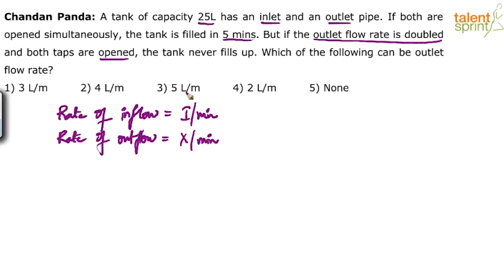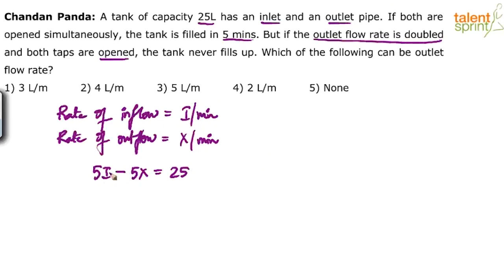So in 5 minutes, how much water will go inside? 5I. In 5 minutes, how much water will come outside? 5X. The difference of these two is 25 liters. How do we get 25 liters? 5 times inlet minus 5 times outlet. 5 times meaning 5 minutes, right?